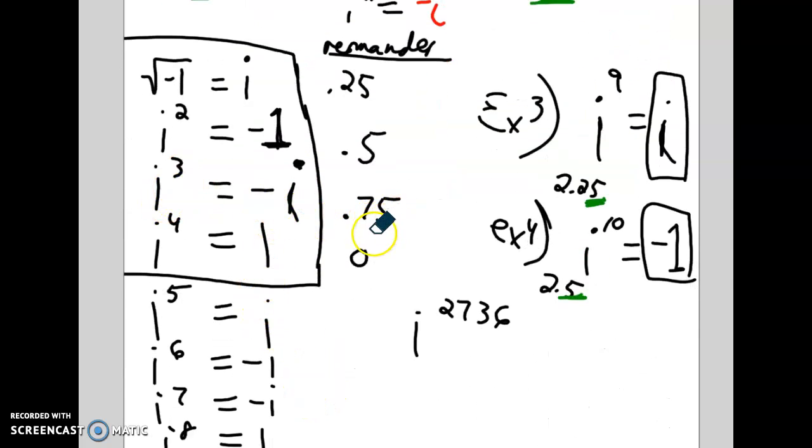i to the third gives the remainder .75, but it really is -i because the real remainder is 3. And the real remainder, when you do 4 divided by 4, is 0, no remainder, or 1. This is a whole number.